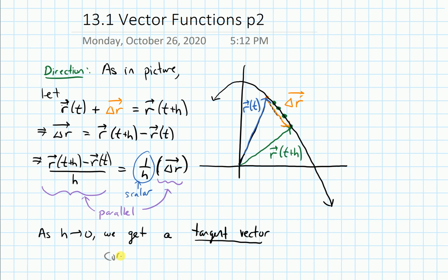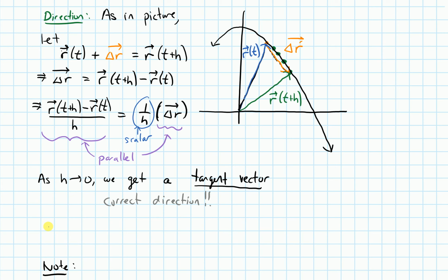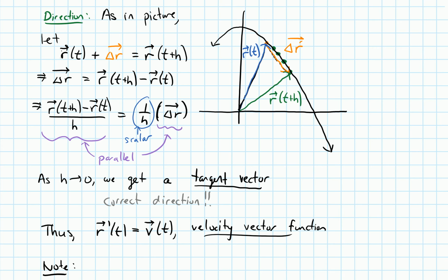This means that we have the correct direction. Our derivative is going to be pointing in a direction that's tangent to the curve. Because we have correct direction and correct magnitude, this means that r prime of t equals v of t, the velocity. So the derivative of the position vector function is the velocity vector function. I'm going to highlight this.